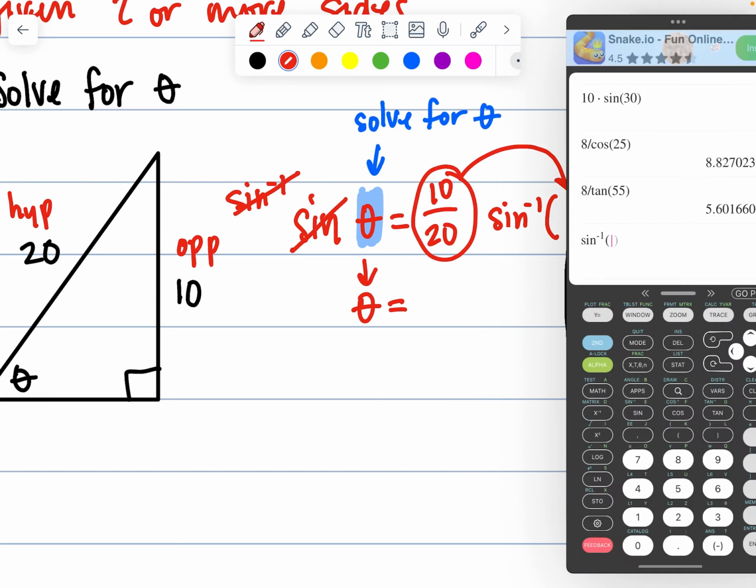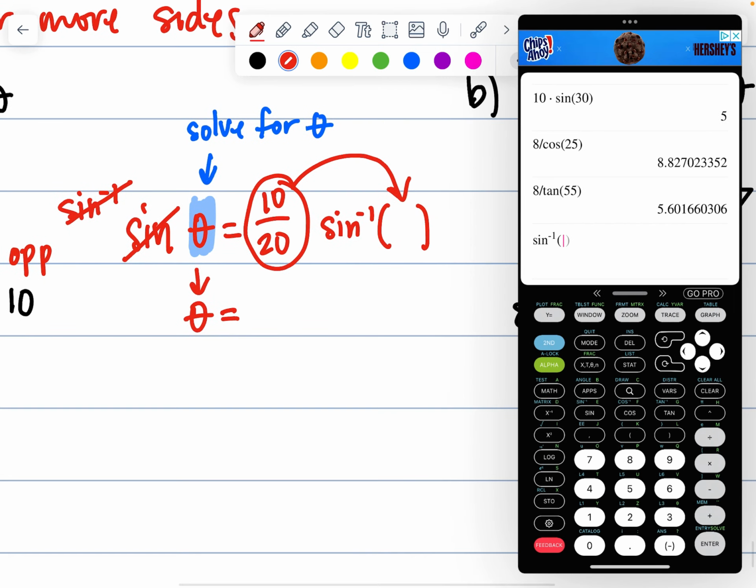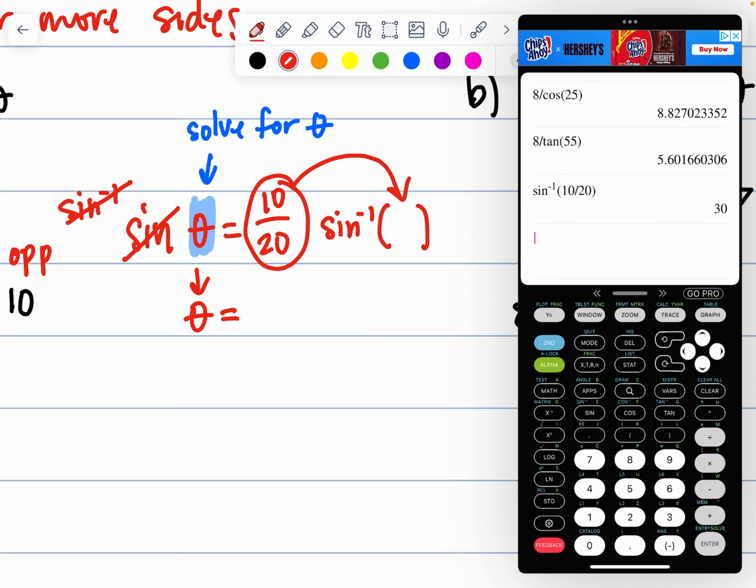So in our calculator, we are going to do inverse sine, which we already have in here, but just to demonstrate it again, hit second, hit sine, and then you get inverse sine. You're going to do 10 divided by 20, and that is equal to 30. Now, if you simplified it, 1 over 2, inverse sine, 1 divided by 2, you get the same answer. So that's why I say personally, leave the 10 over 20, because it's not going to affect your answer.